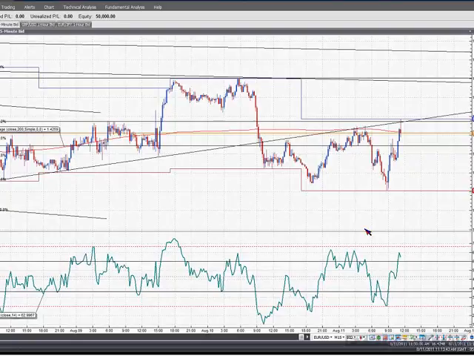Let's go to the pound dollar. Okay, the pound dollar, this is the 1 hour chart. I actually want to take a look at the 4 hour chart first.